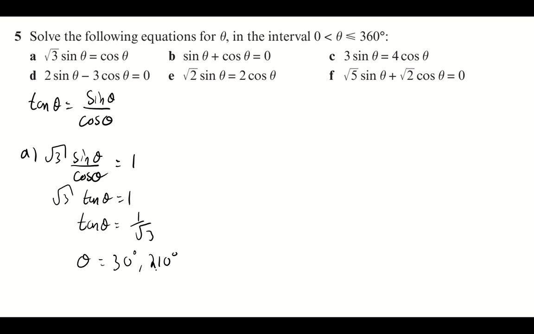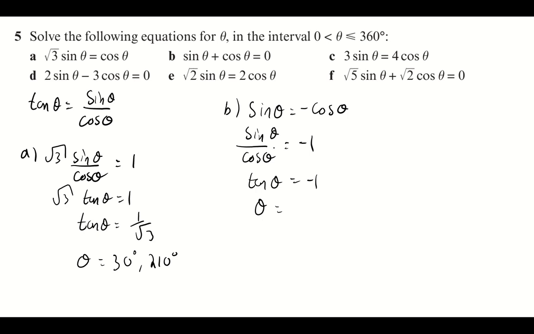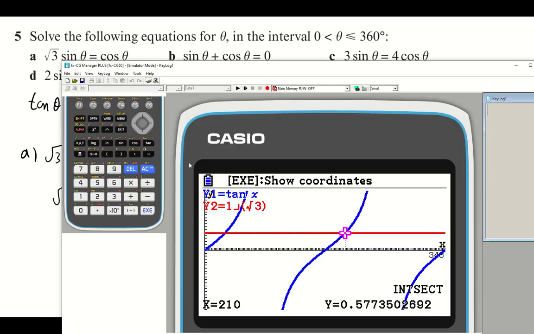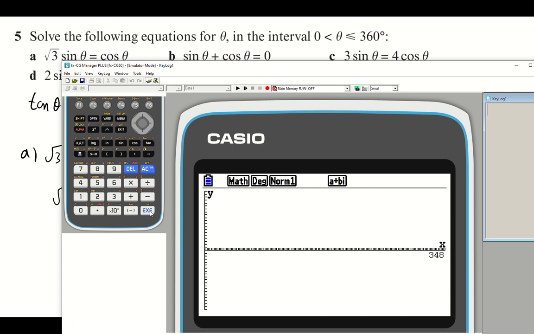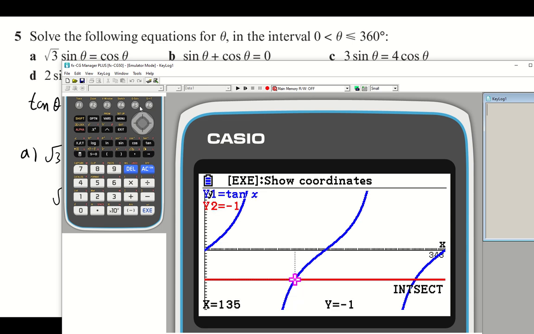I will do B to show you it with more working, but you can have a pause and a chance to do it yourself. So this time, before we can start dividing by cos, we should move it over, then divide by it. So we get tan is minus 1. And I'll grab my calculator again. So tan minus 1, G-solve, intersect 135 and 315.